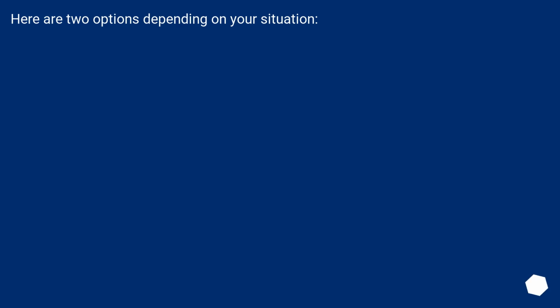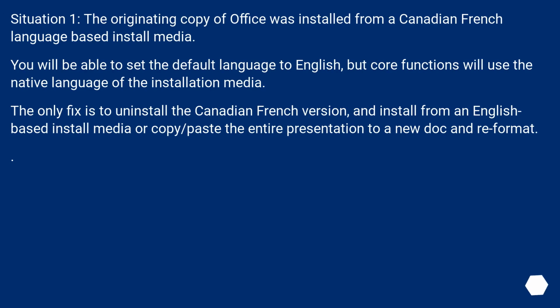Here are two options depending on your situation. Situation 1, the originating copy of Office was installed from a Canadian French language-based install media. You will be able to set the default language to English, but core functions will use the native language of the installation media. The only fix is to uninstall the Canadian French version and install from an English-based install media, or copy/paste the entire presentation to a new doc and reformat.